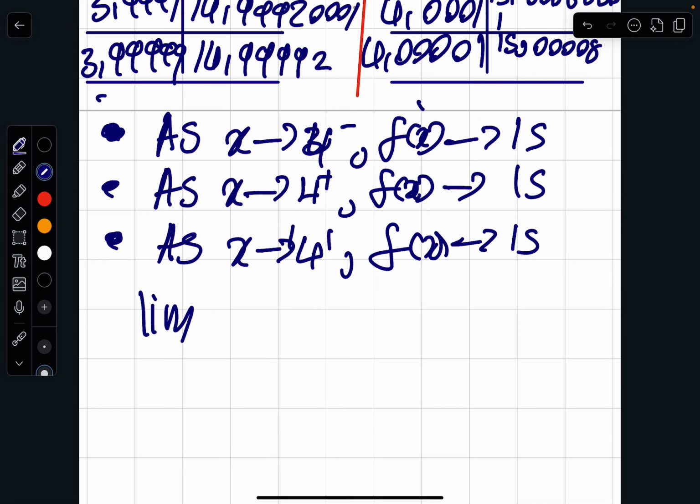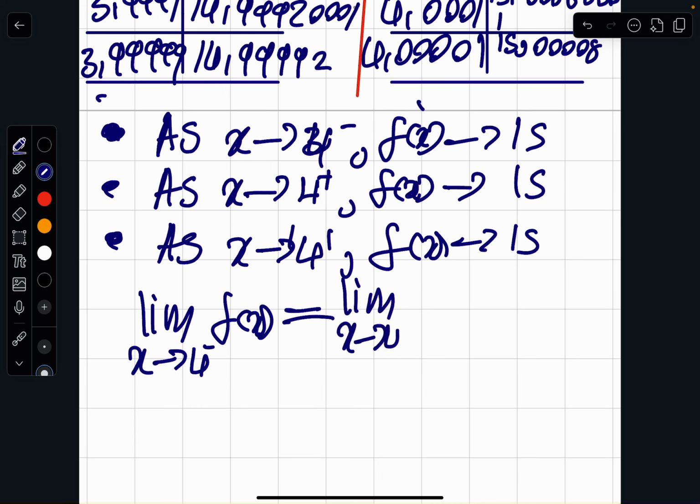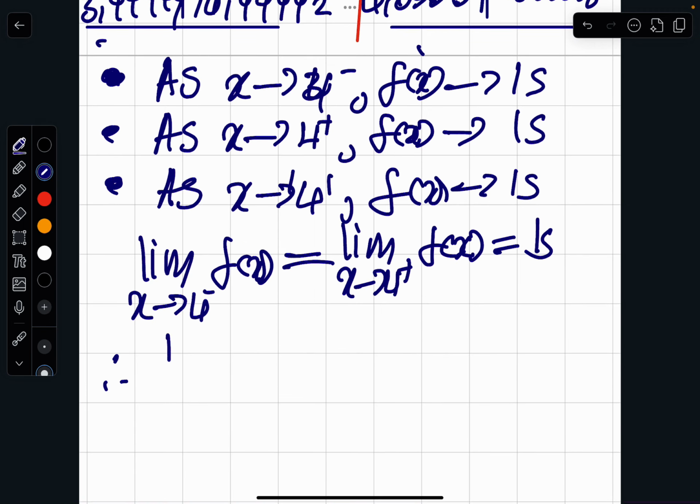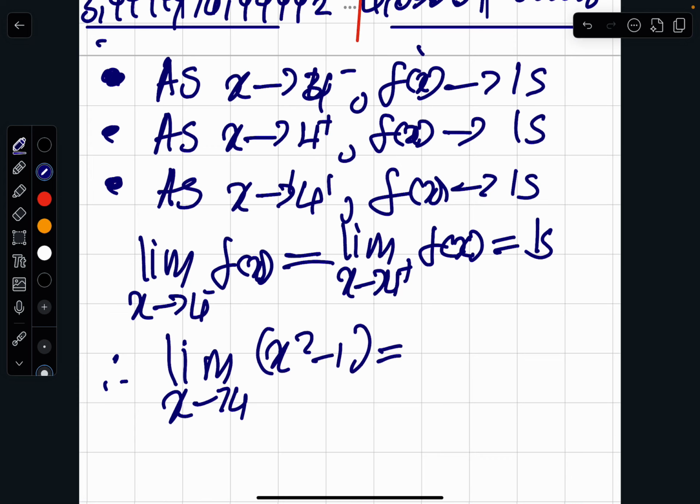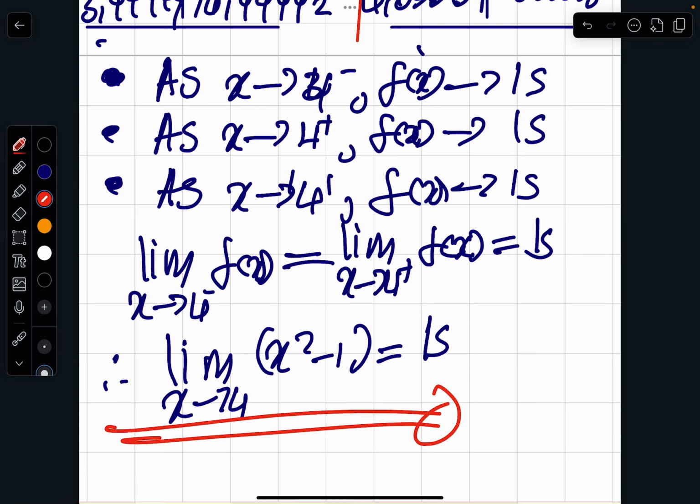Therefore, you're going to say the limit as x approaches 4 from the left of f of x is equal to the limit as x approaches 4 from the right of f of x, meaning it exists, which is 15. Therefore, you say the limit as x approaches 4 of f of x, which is x squared minus 1, equals 15. Then this is your final answer. It is done.